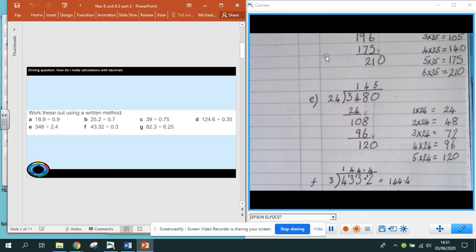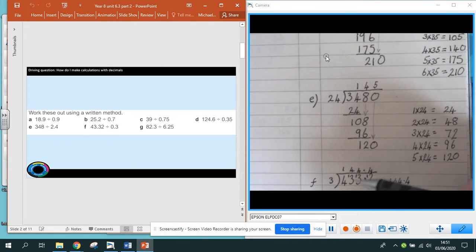The next question was a little different. I had 43.32 divided by 0.3. I multiplied them both by 10 to give me 433.2 divided by 3. So I've still got the decimal point in this one. This is the first question where we've had a decimal point.